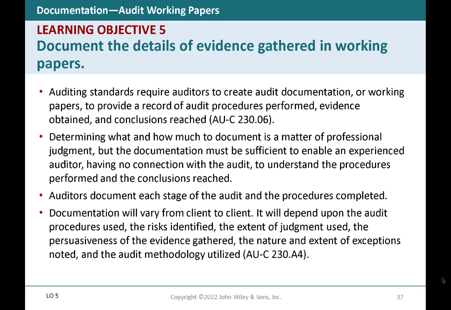Auditors collect their audit evidence and document it in what is called the working papers. So auditors have some discretion as to what they include in the working papers. They use their professional judgment to determine what to document. But remember that we want to protect ourselves from legal liability.